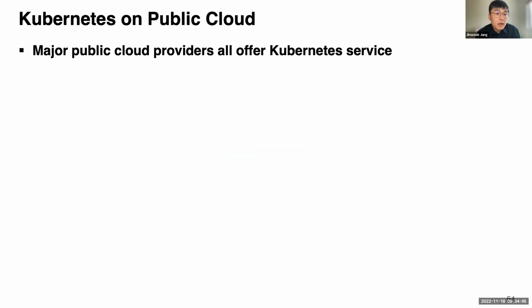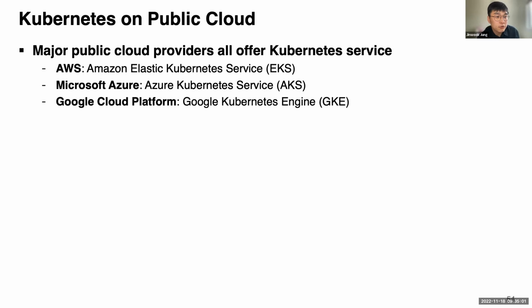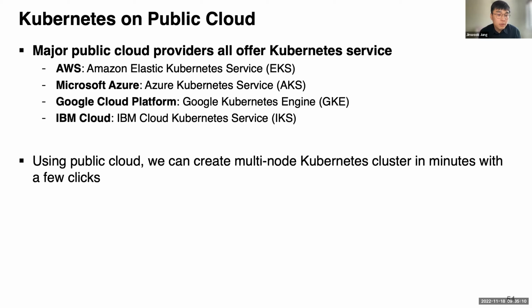So major public cloud providers all offer a Kubernetes service. For example, Amazon AWS has EKS, the Elastic Kubernetes Service. Azure has AKS, Azure Kubernetes Service, and Google has GKE, Google Kubernetes Engine. And IBM Cloud has IKS, IBM Cloud Kubernetes Service. So using public cloud services, we can create a multi-node Kubernetes cluster in minutes with just a few clicks.